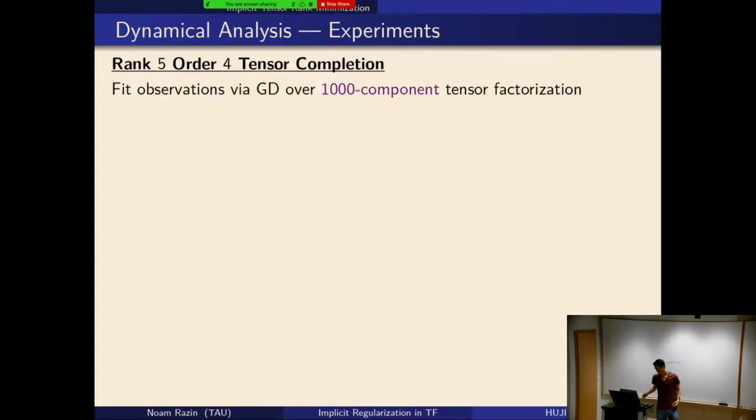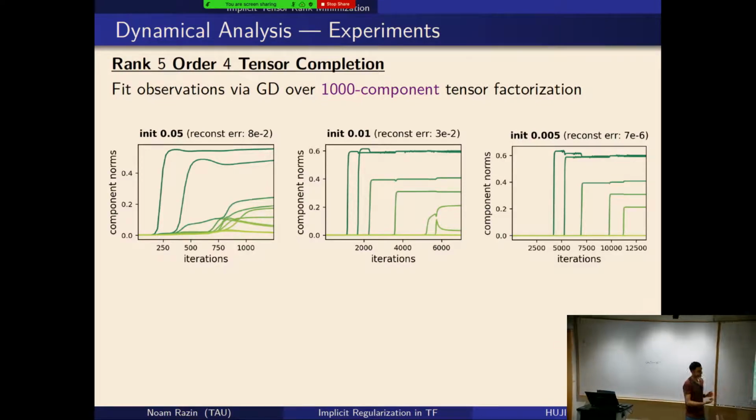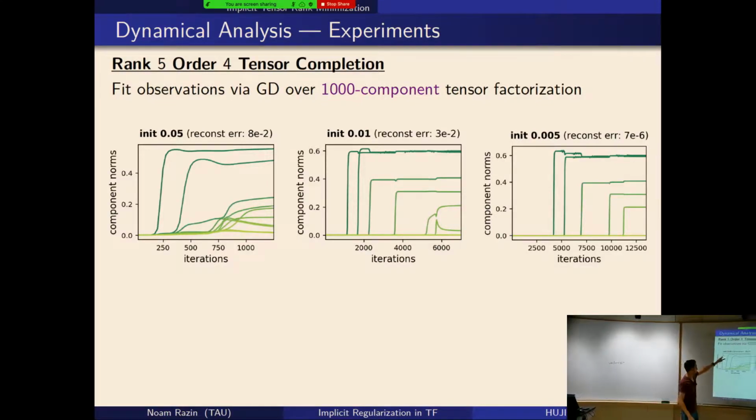So this is just one representative example where this is a tensor completion problem. The ground truth tensor is of rank 5 and order 4. We use a tensor factorization with 1,000 components, and fit the observations using gradient descent. And this is what we get. Each of these plots corresponds to a different experiment. They differ in their initialization scale. On the left, it's the largest. On the right, it's the smallest. And as we can see, these plots show the component norms with respect to iterations of gradient descent.